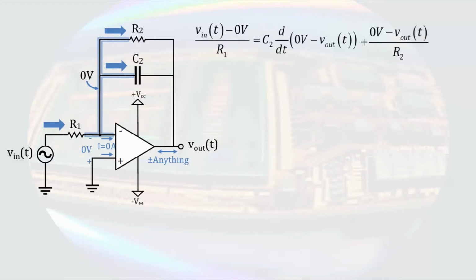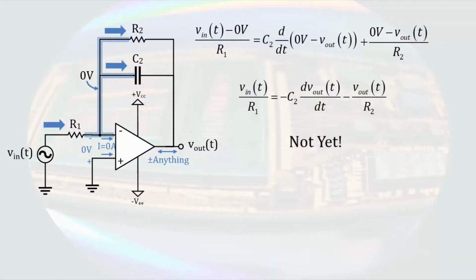Indicating directions for each of the currents at the inverting terminal, we have the current through R1 has to be equal to the current through the capacitor plus the current through the resistor R2. Looking at the equation, we can rearrange it to see that it contains the input voltage and the output voltage and the derivative of the output voltage. We are probably not quite ready to solve this.